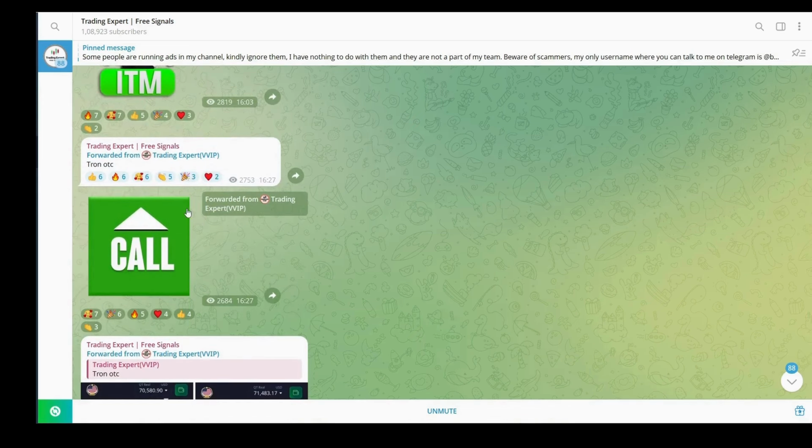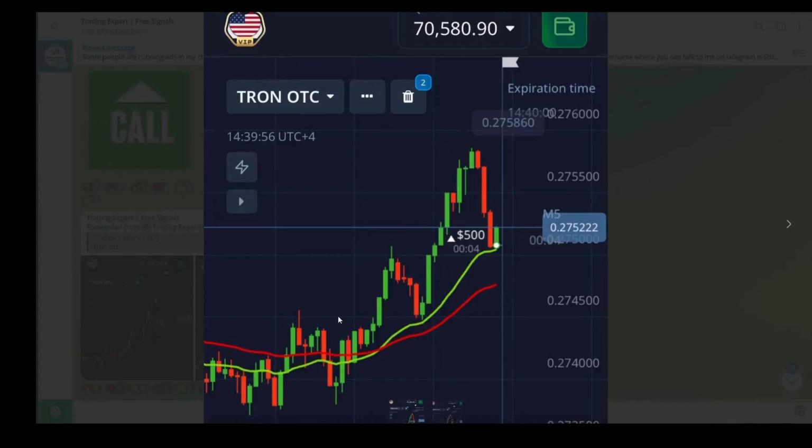Next, we provided a signal on prone OTC for the call side move. There was a strong uptrend, the moving average was supporting the price, and there was also a clear support zone. That's why we provided a buy signal, and this trade was a clear win.